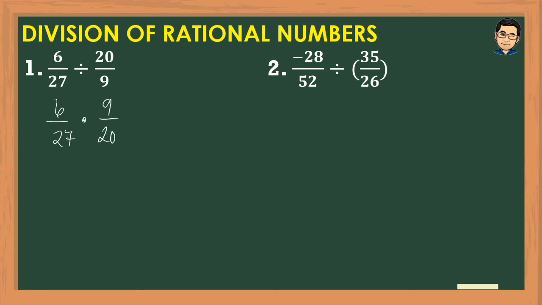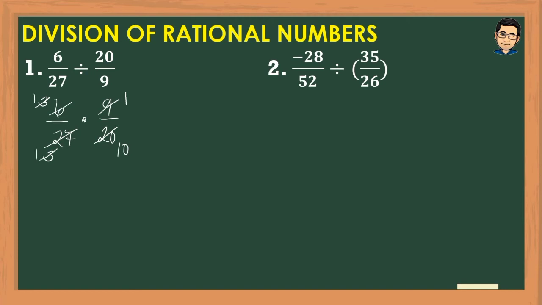And then we cross multiply. So the GCF of 6 and 20, that is 2. So 6 will become 3. Then 20 will become 10. 9 and 27, the GCF is 9. So 9 will become 1, and then 27 will become 3. So what else? So yung 3 na nasa numerator, tsaka yung 3 na nasa denominator, pwede po natin i-cancel pa. So 3, both will become 1.